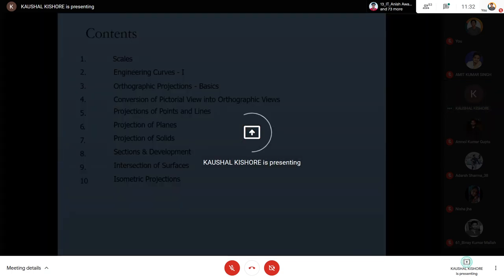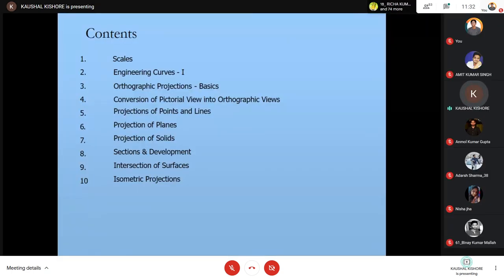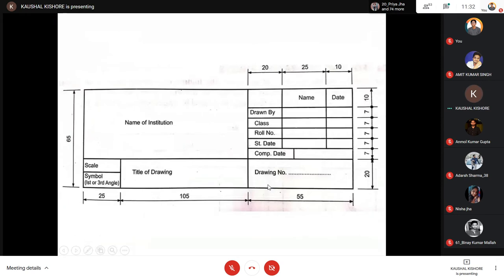Okay, so it's clear. Here you have to write the name of the institution, like the college, then the scale and symbol. For the first sheet, the symbol is not necessary.